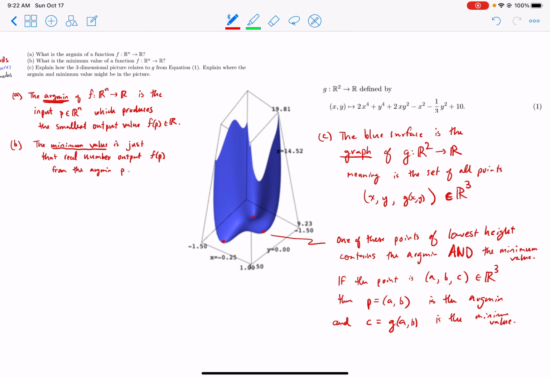Okay. So for this very specific function, this happens to be the graph. And we can see the argmin and the min value. They're just these lowest points. There's these points at the valley of the function graph. And yeah, so that point is a three-dimensional point, but its first two coordinates are the argmin, and its last coordinate is actually g applied to the argmin, namely the output value c, a real number. Okay.